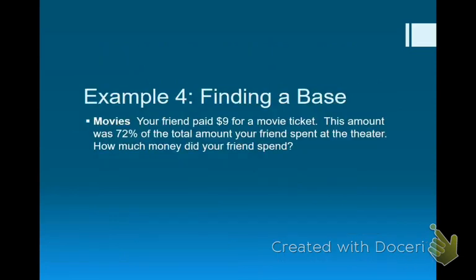All right, example 4, finding base. Your friend pays $9 for a movie ticket. This amount is 72% of the total amount they spent at the theater. How much money did they spend? Okay, so I still start out with my percent equation. Now, there is one value in here that's obvious. That's my P.